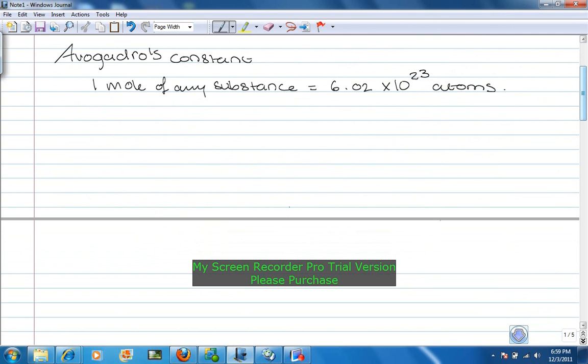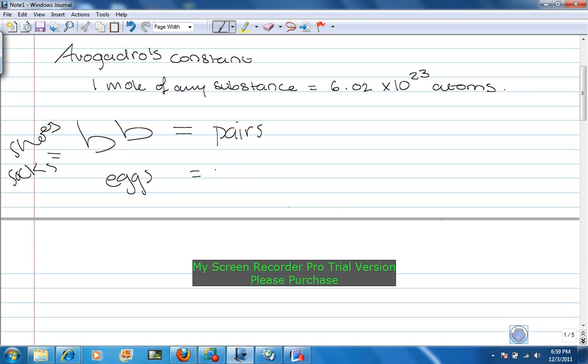I like to use an example with shoes and socks. Just pretend they're shoes and socks. Horrible drawer. Shoes and socks are counted in pairs. People say a pair of shoes or a pair of socks. And eggs are counted in dozens, like a dozen eggs. Chemists decided to count atoms in moles, instead of counting them in terms of each and every atom. They're just trying to make life simpler that way.